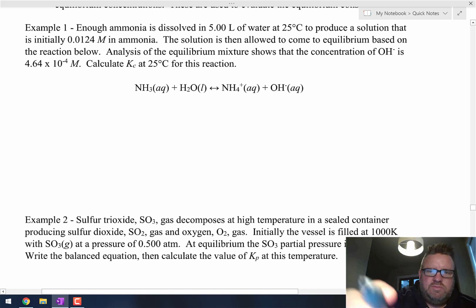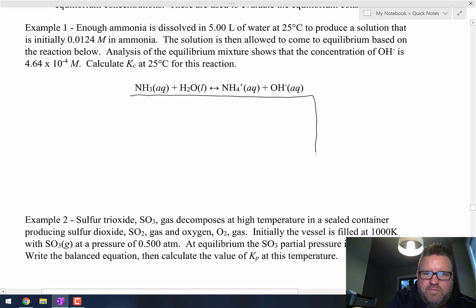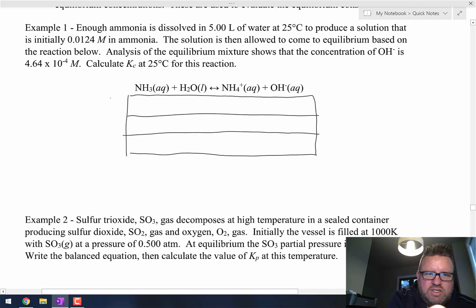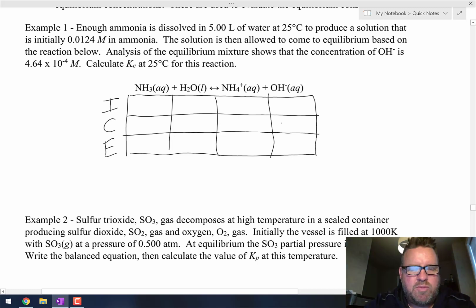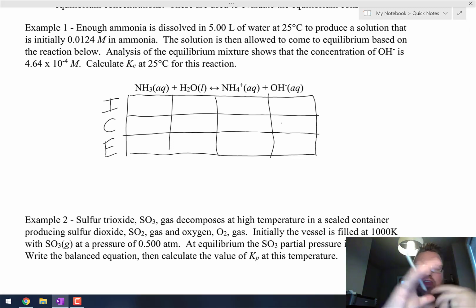So, in this case, what we're going to do, right below the reaction, I'm going to make a table. Okay, and that table is going to have 3 spaces, I, C, E. And then I'm going to make a spot for all of them. Now, the first thing I'm going to do is remember I stands for initial, C stands for change, and E stands for equilibrium. And then I'm going to go back to the problem and I'm going to read.